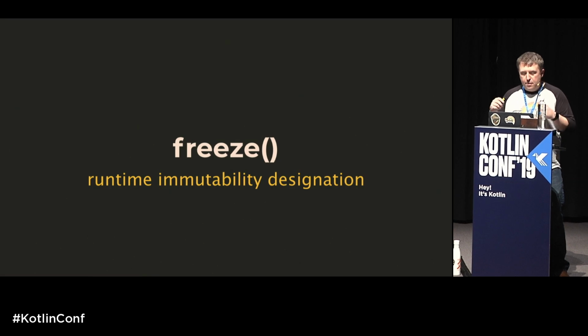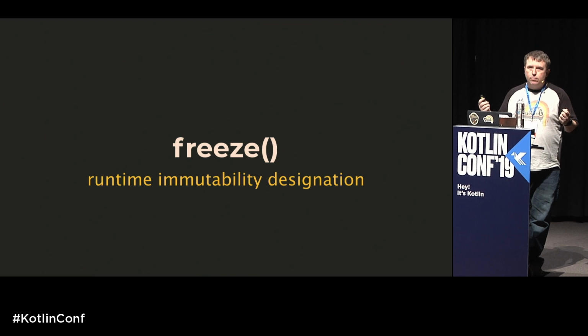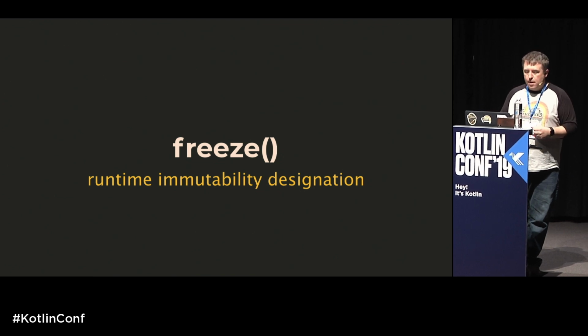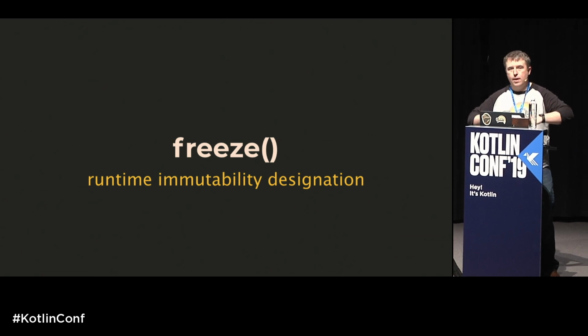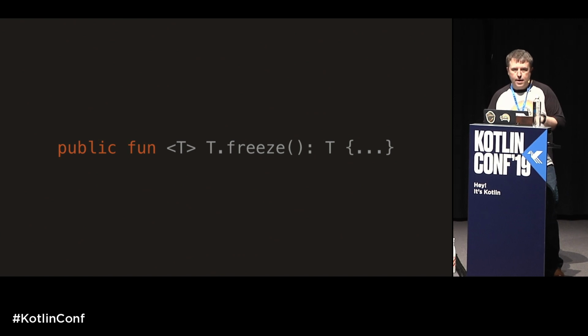So anyway, there's this thing called freeze that you can call on any object in Kotlin Native. And it is a runtime designation on the object itself, which says this is like memory level frozen forever, and anything I touch is also frozen forever. This is in native defined on everything, and it returns itself.